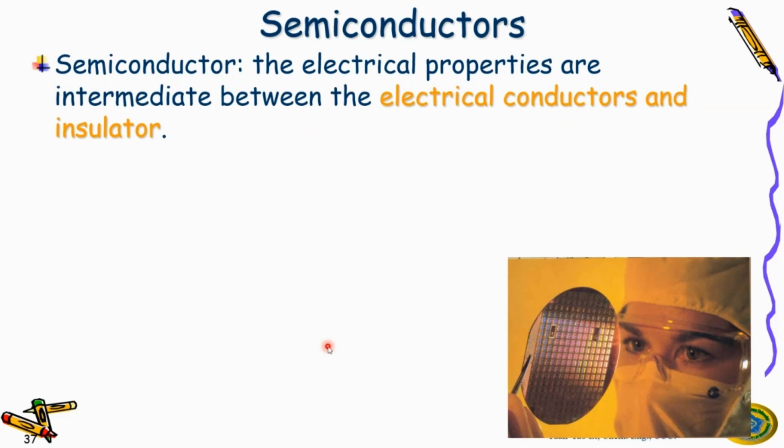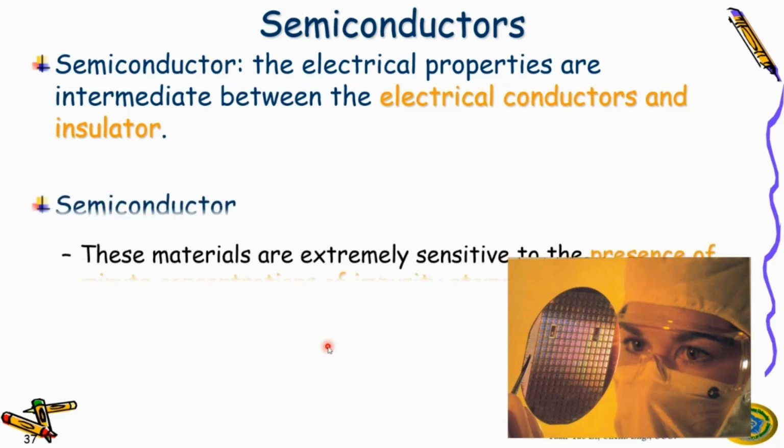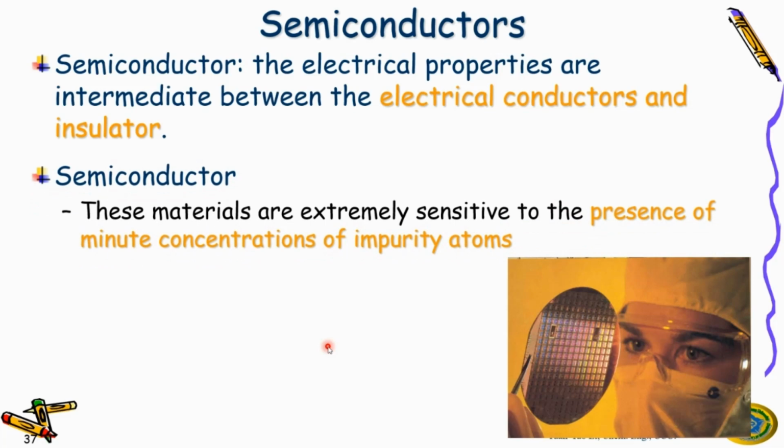Semiconductor, the electrical properties are intermediate between the electrical conductor and the insulator. Why semiconductor is important is that its conductivity is between conductor and insulator. So you can tune the conductivity, not by temperature, but by changing the structure of this material. That's why it's important. These materials are extremely sensitive to the presence of even a minimum concentration of impurity atoms. We know silicon is a type of semiconductor. If you put boron into this silicon, or you put phosphorus into this semiconductor, you can change the conductivity. And that's important.